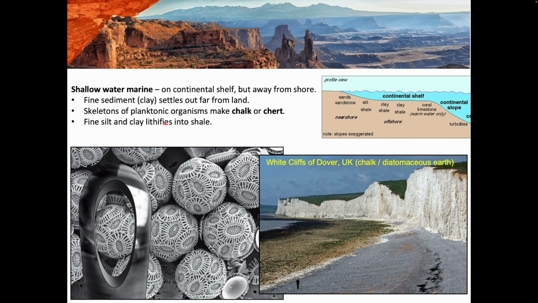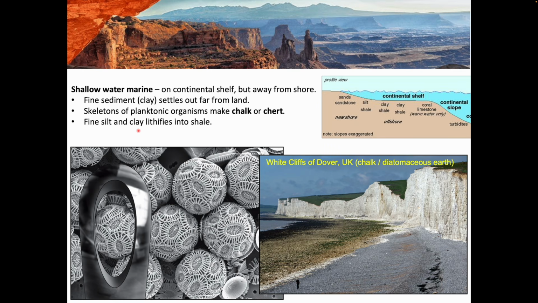As we move closer toward shore, we enter the regime of the shallow water marine environment. This is on the continental shelf, but away from the shore or beach. Oftentimes, this consists of fine sediments or clay and silt that settles out away from land. It also contains skeletons of planktonic organisms that make chalk or chert. Chalk comes from diatoms, or calcium-based planktons, and chert comes from silica-based planktons that have glassy skeletons of silica.